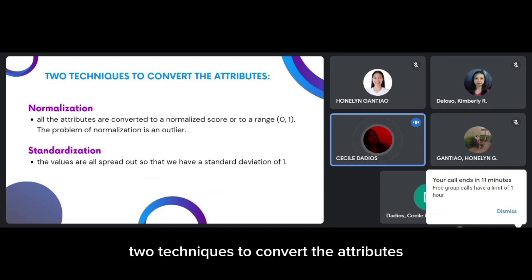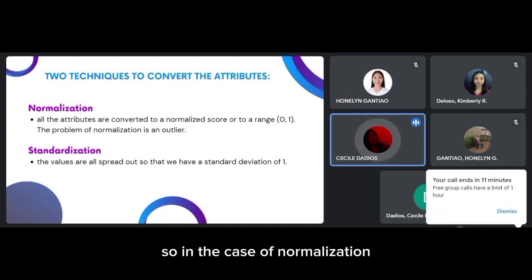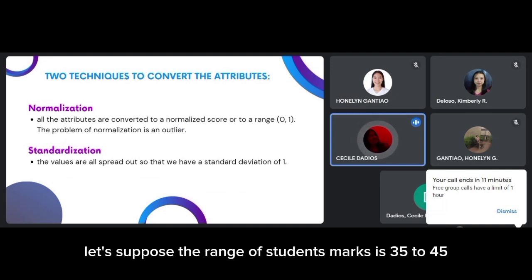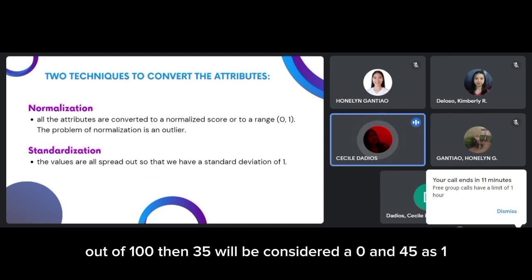Two techniques to convert the attributes. In the case of normalization, all the attributes are converted to a normalized curve for a range of 0 and 1. The problem of normalization is an outlier. If there is an outlier, it will tend to crunch all the other values down towards the value of 0. In order to understand this case, let's suppose the range of students' marks is 35 to 45 out of 100. Then 35 will be considered as 0 and 45 as 1.